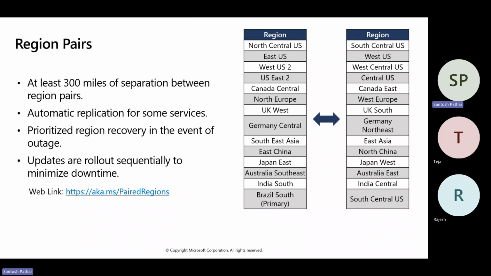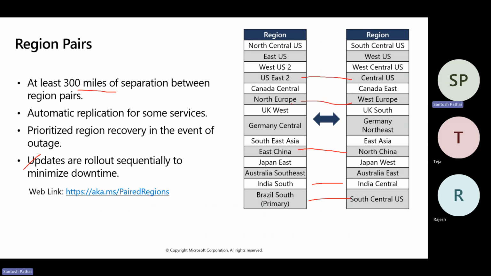Now we have region pairs. A region pair is at least 300 miles apart. What is the purpose of the pairing? Here you can see India South is paired with India Central. Brazil South is paired with South Central US. East China is paired with North China. US East is paired with Central US. North Europe is paired with West Europe.